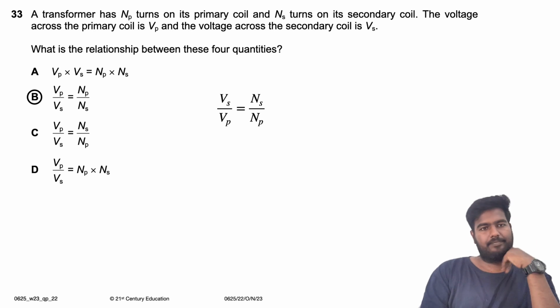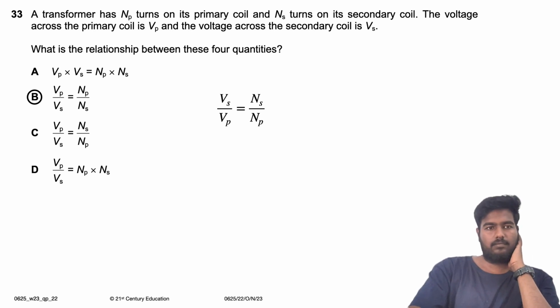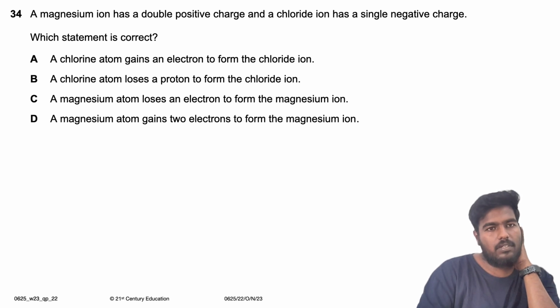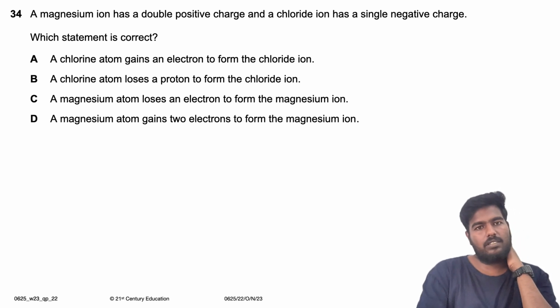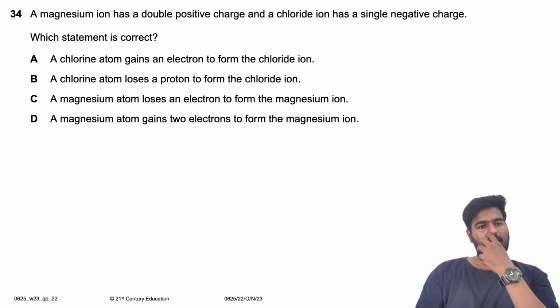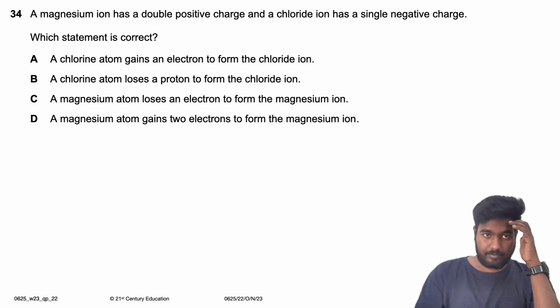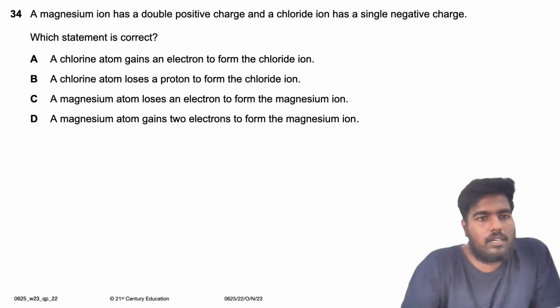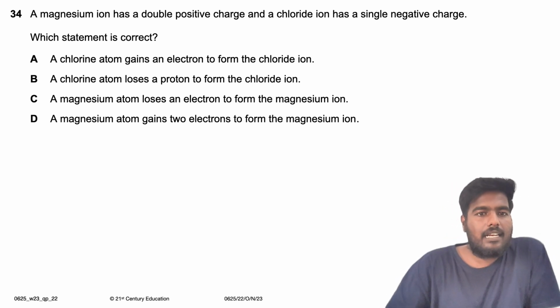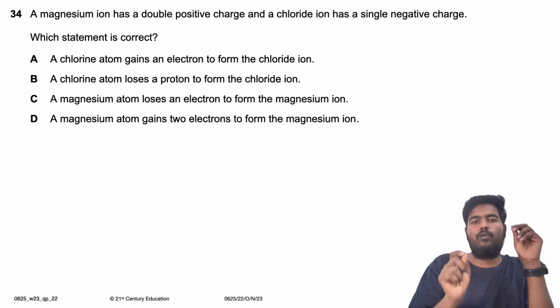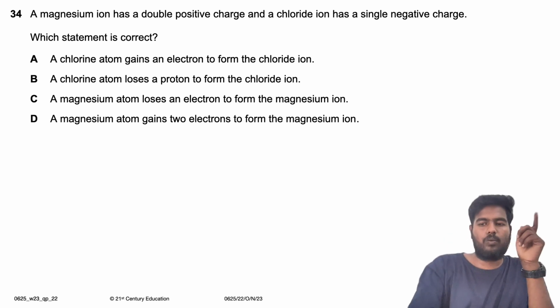Nice. Okay. A magnesium ion has a double positive charge and a chloride ion has a single negative charge. Which statement is correct? Okay. So first, a chlorine atom gains an electron to form a chloride ion. Single negative charge means you have one extra electron. So option 1 is the right answer.